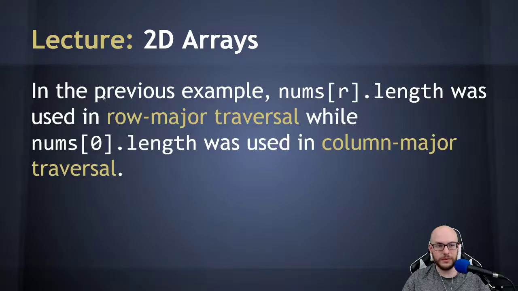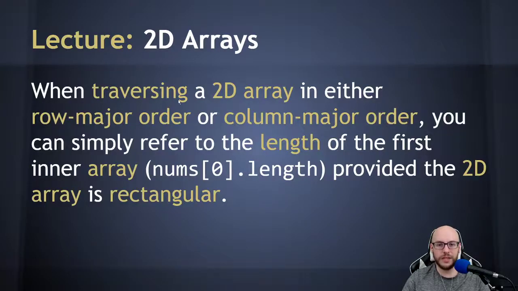But in our previous example, we used nums at r.length when doing row major, and nums at 0.length when going column major. When traversing a 2D array in either row major order or column major order, you can simply refer to the length of the first inner array, that is nums at 0.length, provided the 2D array is rectangular. Okay, what am I saying?